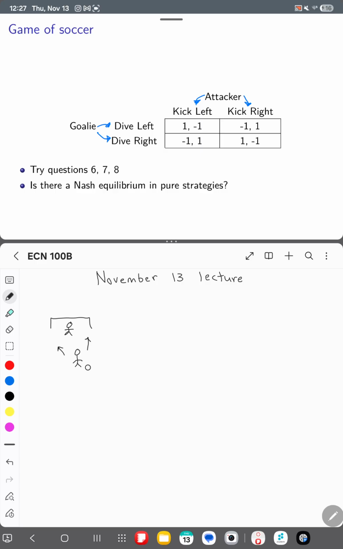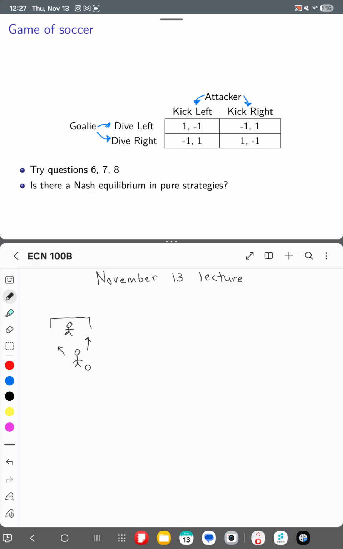And then, intuitively, as you would understand, the goalie's job is to save the goal. So, if the goalie dives in the same direction as the kick, then the goalie wins and the attacker loses. So, if the attacker kicked left and the goalie dove left, then the goalie saved the goal, so the goalie wins and the attacker loses. Similarly, if the attacker kicked right and the goalie dived right, the goalie wins and the attacker loses. And then in the other two cases, the opposite happens. The attacker wins and the goalie loses. Exactly how you would think this game is.